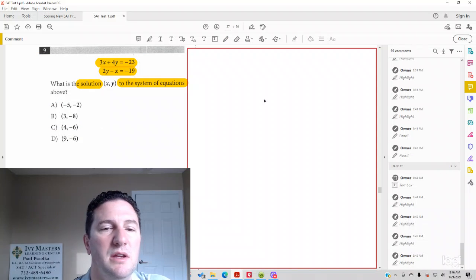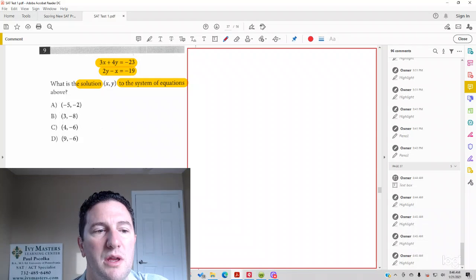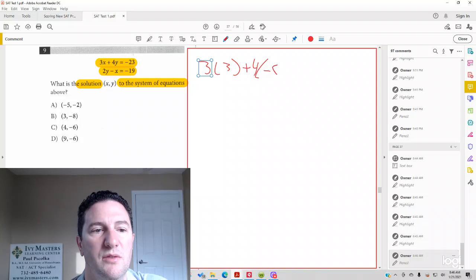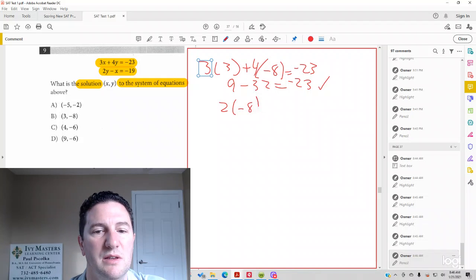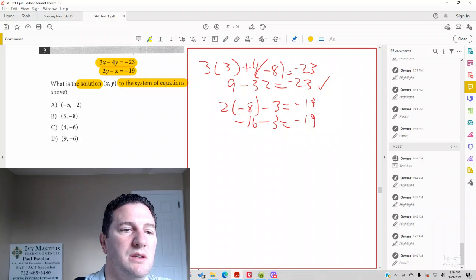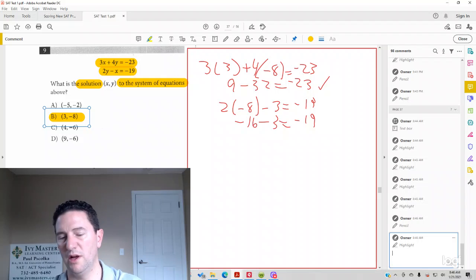For answer choice B, what we get is 3 times 3 plus 4 times negative 8 equals negative 23. We get 9 minus 32 equals negative 23, and it checks out. So we plug it into the second one. 2 times negative 8 minus 3 equals negative 19. We get negative 16 minus 3, which does in fact equal negative 19. Answer choice B is your correct answer. You'd mark your answer to move on.